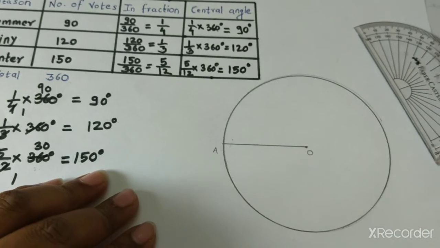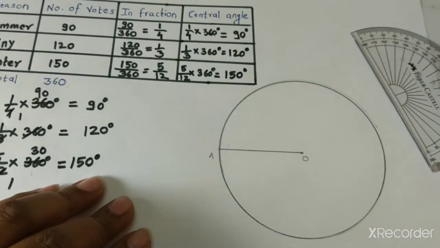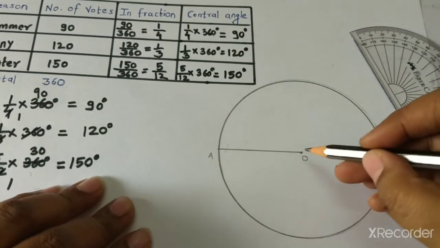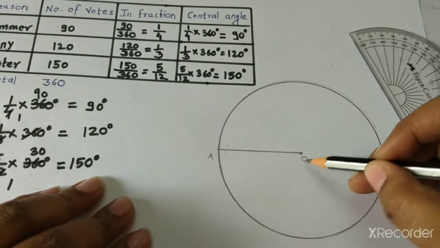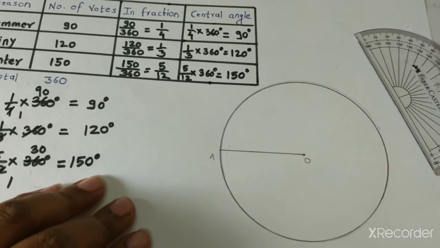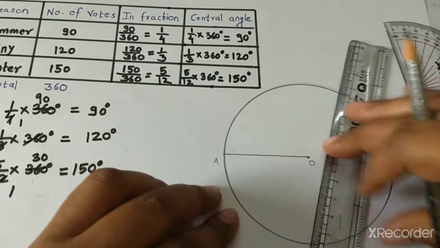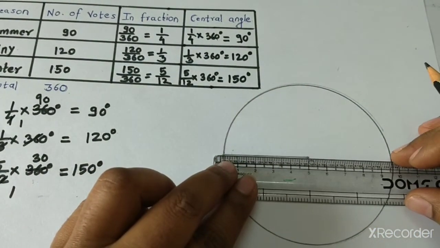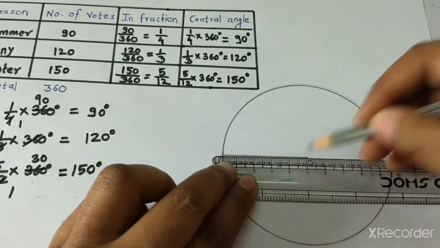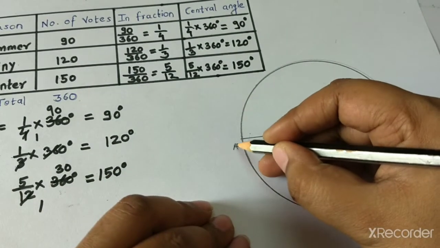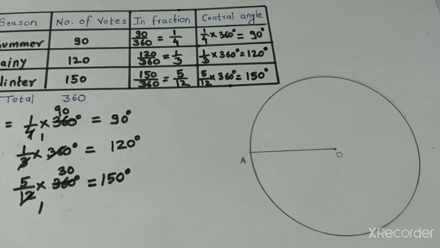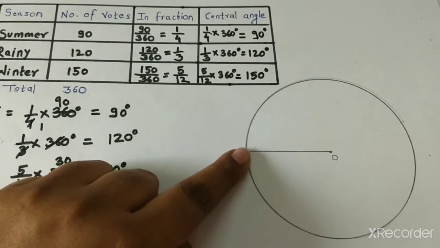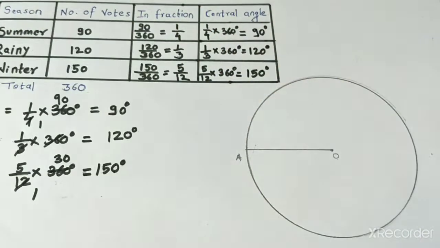Draw one circle, okay? After drawing the circle, mark the center point as O. Take any point on the circle, draw a radius, and give it the name AO. Now this will be our baseline from where we will start drawing the angles.